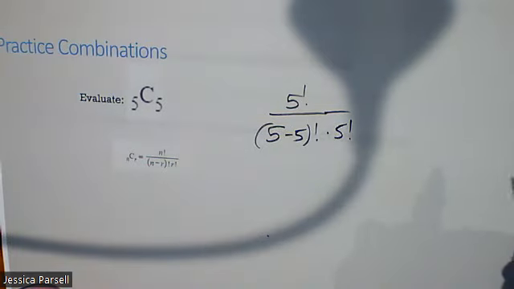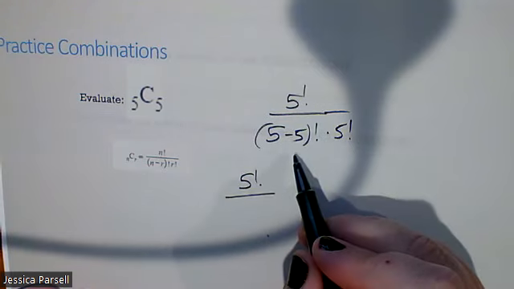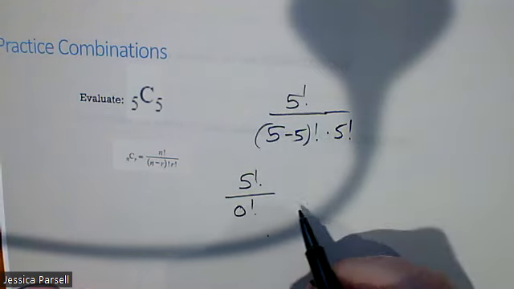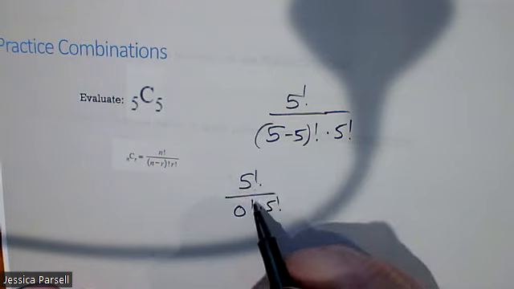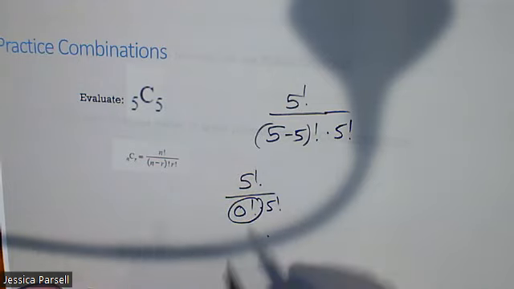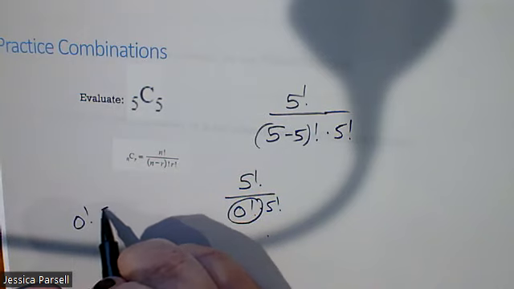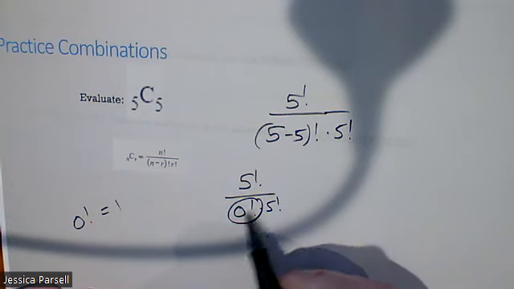Okay, so this one might seem a little tricky. We've got 5 factorial up top. 5 minus 5 is 0 factorial times 5 factorial. Okay, that might be kind of weird. So what do we know about 0 factorial? We know from the very beginning in the first video and from our first few slides that 0 factorial is equal to 1. So that's really a 1.